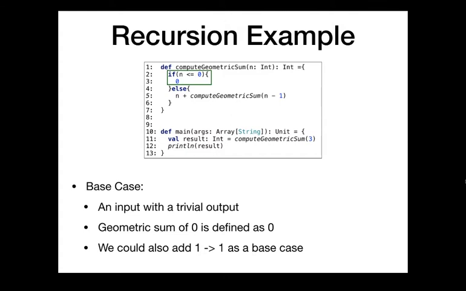My base case could have also been 1. Just an input of 1 is going to return 1. The sum of all the numbers from 1 to 1 is just 1. But some base case where there's a very trivial input-output behavior where I know the answer is right. That's going to give our recursion something to grasp onto, something to start with, and then we'll start building up bigger solutions starting with that base case.